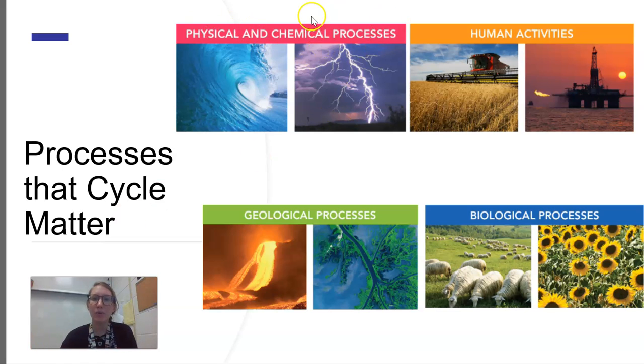So there are physical and chemical ones. The water cycle is one of those. Human activities can cause different things to cycle through an environment, and we'll look at how humans can impact that. Geological processes, so things like phosphorus, we'll look at the phosphorus cycle. It's kind of part of the rock cycles. And then biological processes, how living things can cycle matter as well, like the nitrogen cycle, which is a big one here too.